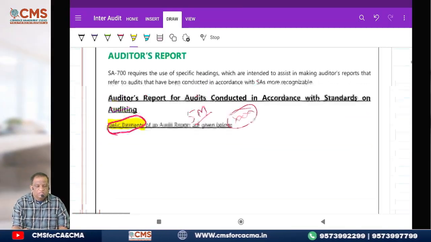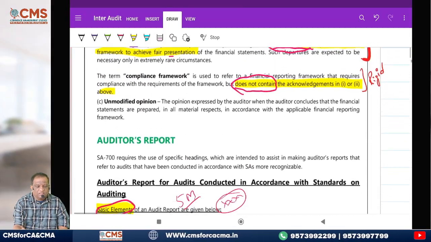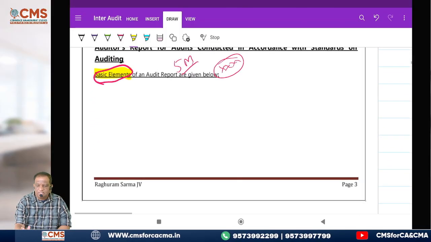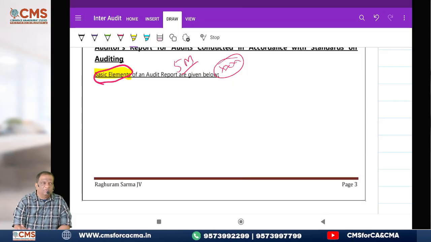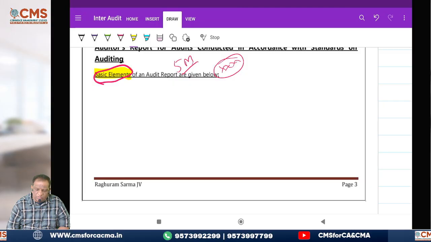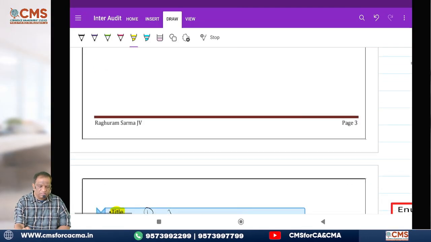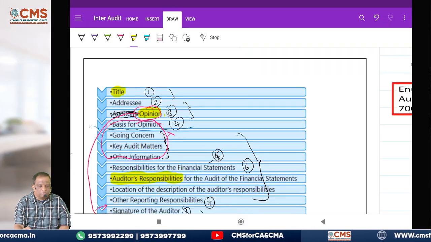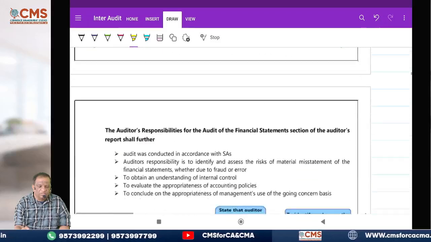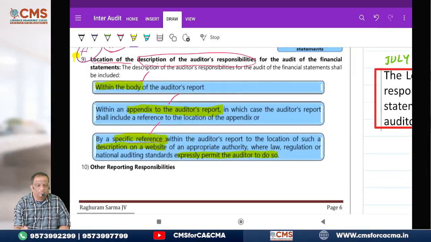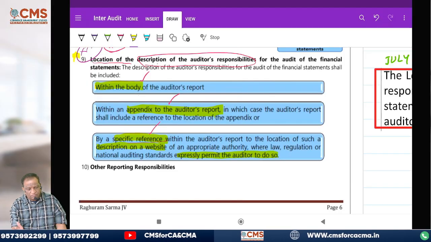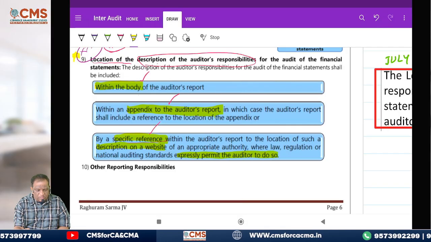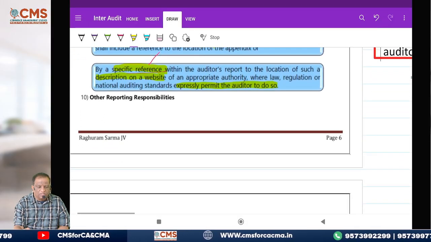Okay, so now it is up. It's been resolved. Under SA 700, the second question you can expect is about the basic elements. Just to give you a heads up, the traditional question asks directly what the basic elements are. But now, since you don't have such long questions, he is asking specifically to write about 3 points: title, opinion paragraph, and auditor's responsibility paragraph, which we have discussed. Then there is the location of the auditor's responsibilities. He had asked, where should I locate my auditor's responsibilities? Within the body of the report, or in an appendix to the auditor's report, or by a reference to the website. So these are the 3 options that we have discussed.